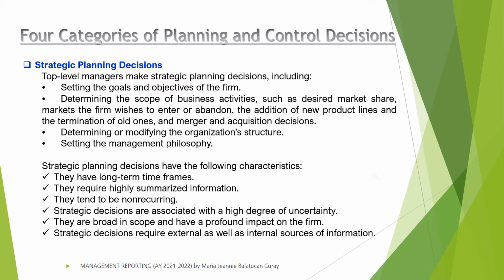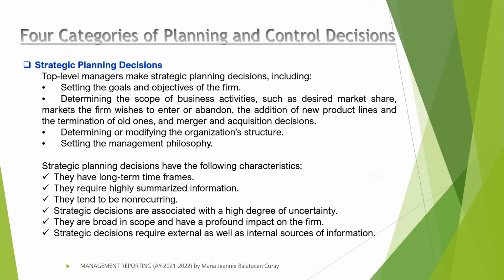Here, top-level managers make strategic planning decisions, including setting the goals and objectives of the firm, determining the scope of the business activities such as desired market share, markets the firm wishes to enter or abandon, the addition of new product lines, the termination of old ones, and merger and acquisition decisions. Another is determining or modifying the organization structure and setting the management philosophy.